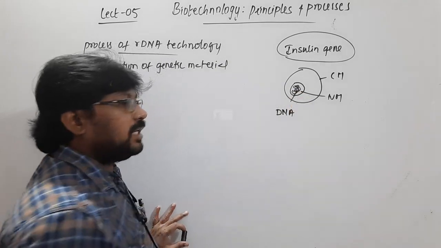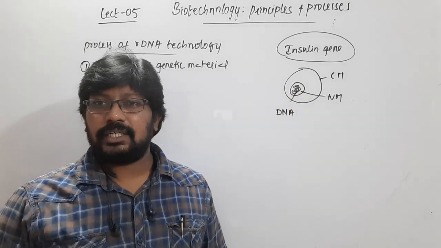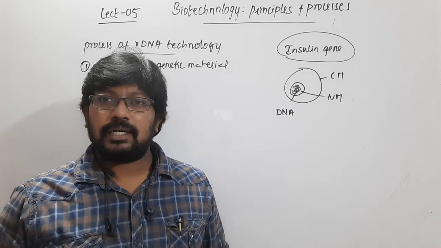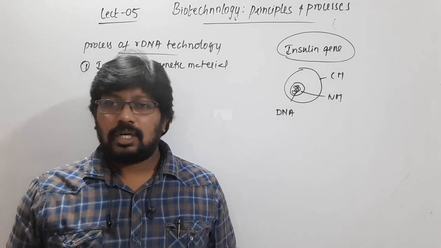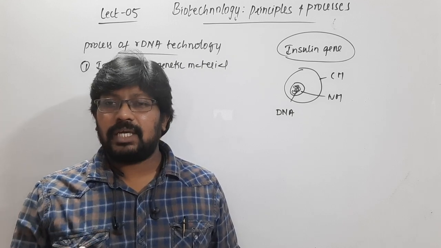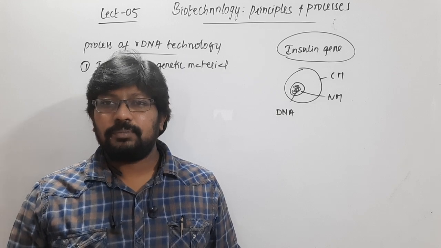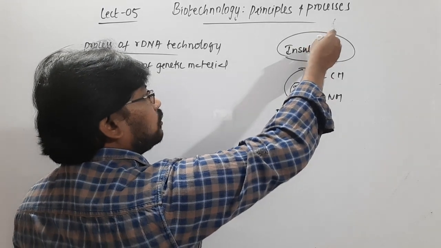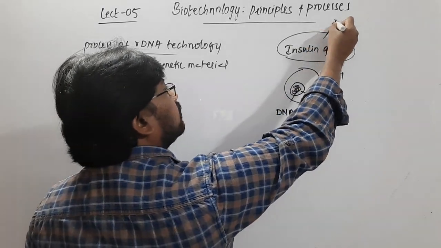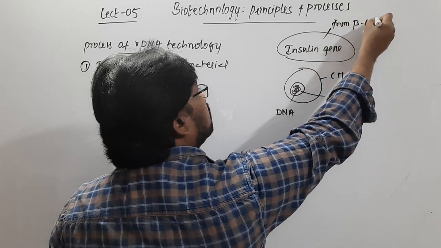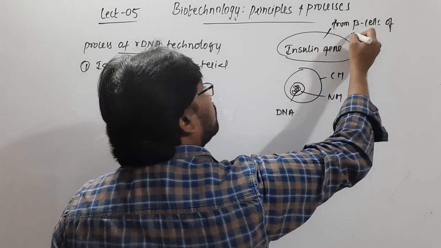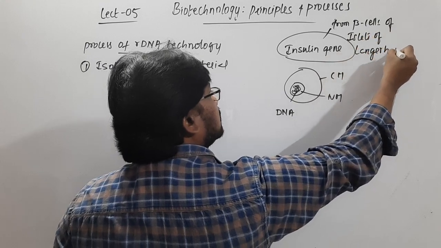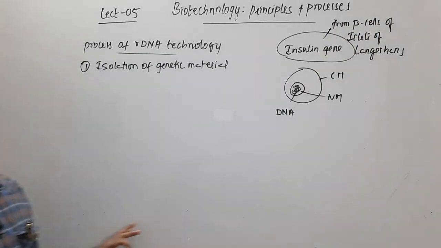And this DNA will not be alone, it will be associated with RNAs and many other proteins. We need to remove all those RNAs, all those proteins, and obtain the genetic material in its pure form, right? Fine, so I'm going to obtain this insulin gene from the beta cells of islets of Langerhans. I'm just giving an example.